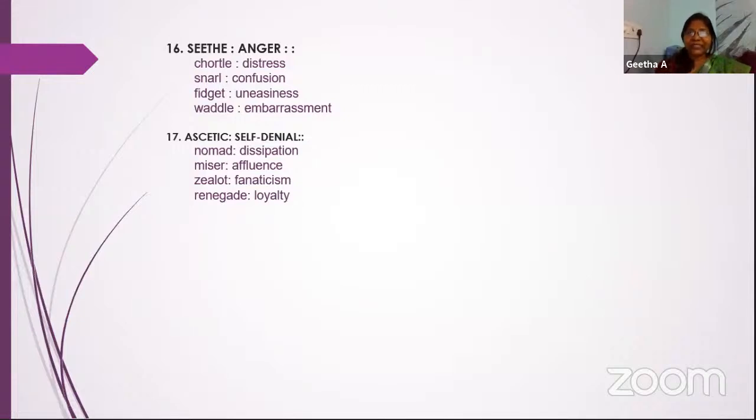So when we look into seethe and anger, we have the options as chortle, distress, snarl, confusion, fidget, uneasiness, waddle, embarrassment. Okay, so most of you say fidget and uneasiness. The answers coming up, many of you have said it's fidget. Zealot. Okay, then moving on to the next one.